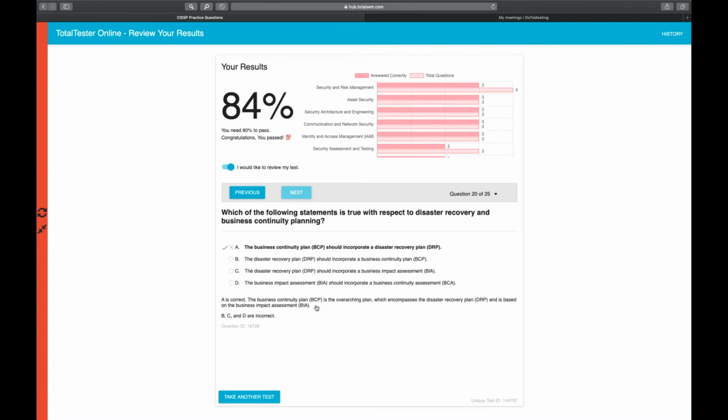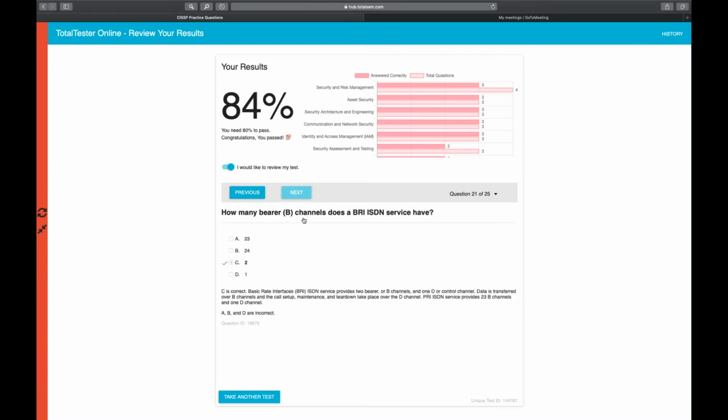Maintaining business continuity is the overarching goal. You've got disaster recovery, you've got contingency planning, you've got COOP, all those things should fall underneath business continuity. Maintaining the continuity of a business means being able to continue operating its business processes, especially the critical ones.